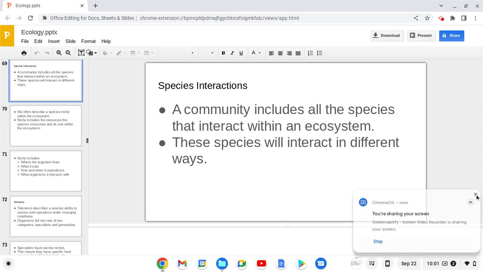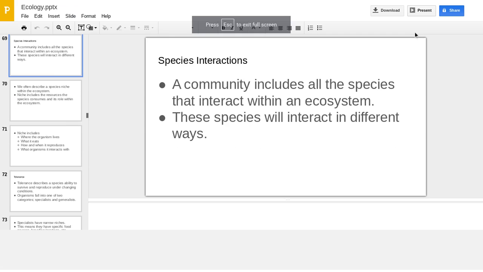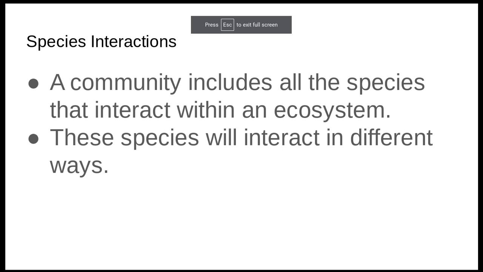All right, in our third set of guided notes, the third of 5, we're going to look at species interactions. A community includes all the species that interact within an ecosystem. Recall from our first set of guided notes, there are 4 different levels at which we look at things. There's the individual, that is one organism living within an ecosystem. There is a population. The population is all the members of a single species that lives within an ecosystem.